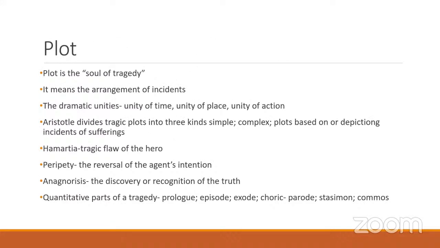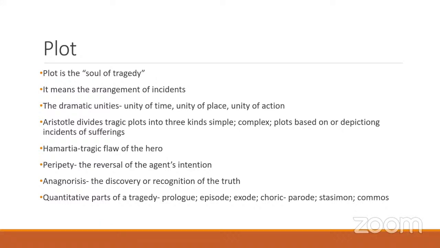Plot is considered the soul of tragedy. It means the arrangement of incidents. There will be a lot of incidents happening. Plot is the proper, chronological arrangement of the incidents. And in plot, we have dramatic unities: unity of time, unity of place, and unity of action. These are the three dramatic unities set by Aristotle.